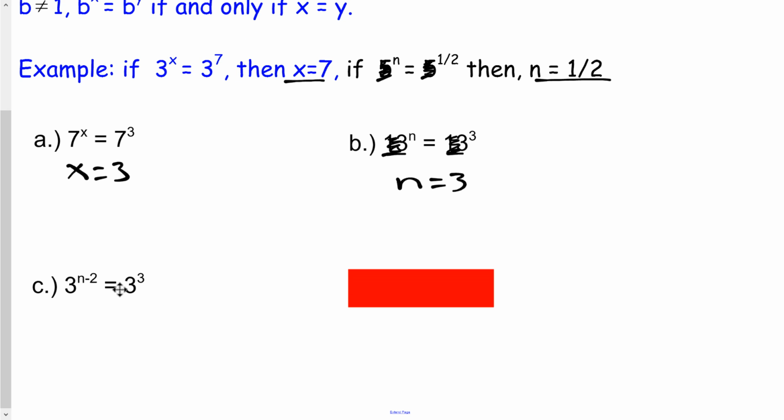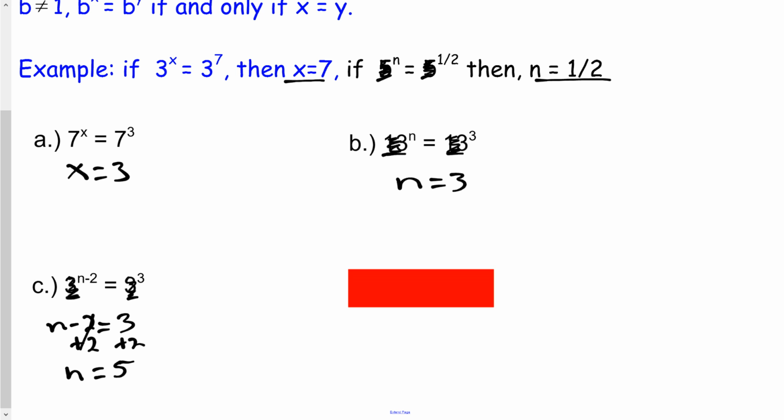3 to the power of n minus 2 equals 3. Let's see if you can apply what you know about these exponential equations already and solve for n on this one. All right, because my bases are the same, I can ignore them. What's left is n minus 2 equals 3. And then I just add 2 to both sides to get rid of the constant. Leaves me with n equals 5.